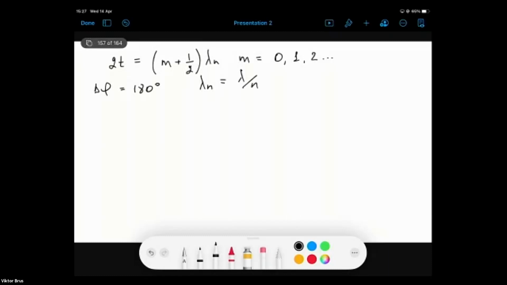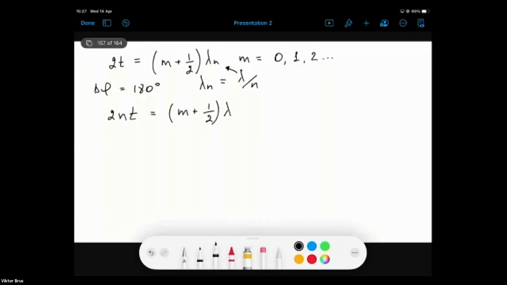And eventually we can write the following for the constructive interference condition: 2 times n times t, if we substitute instead of lambda n its expression in terms of lambda and n, is equal to m plus 1/2 times lambda.